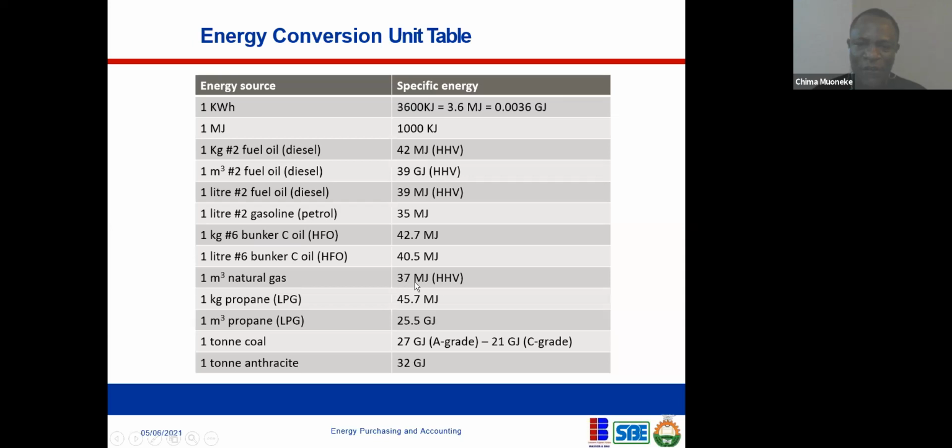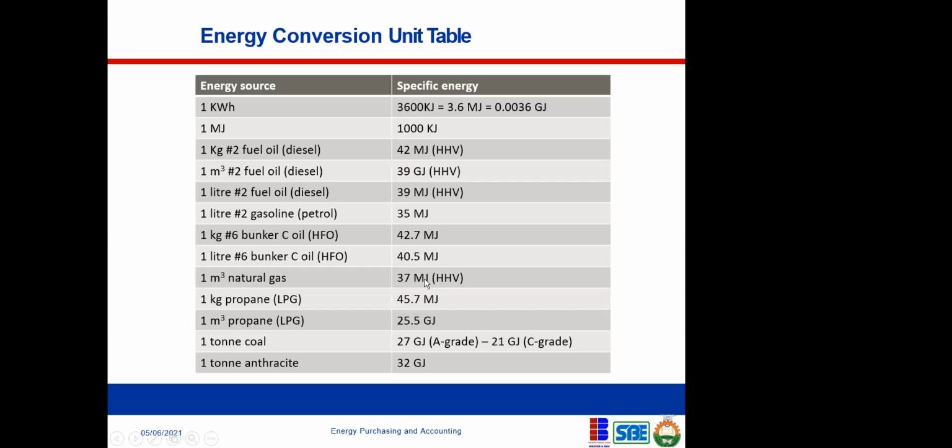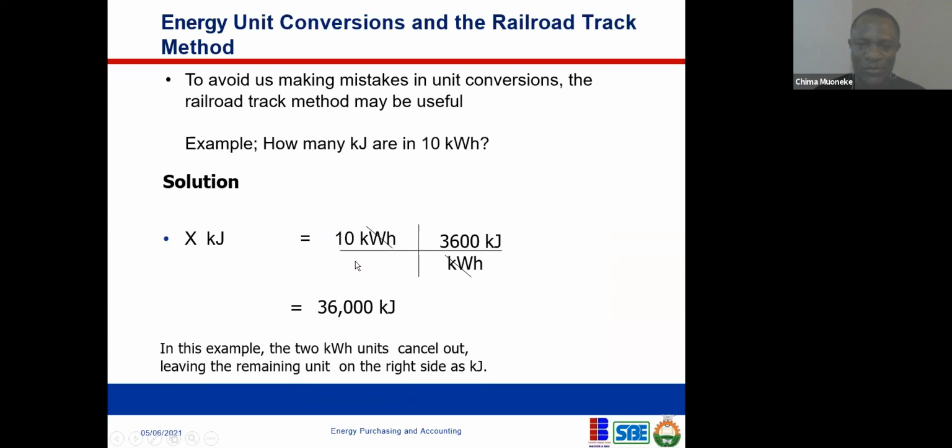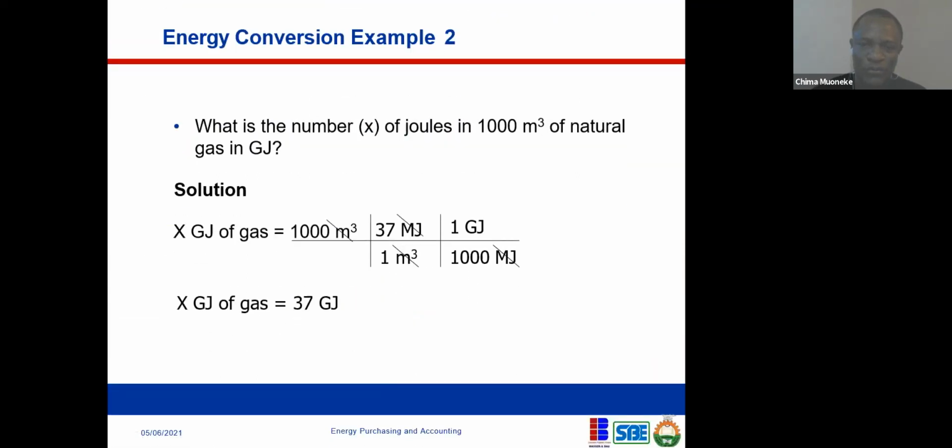Now we are given the conversion factor in megajoule. We know it is 37 megajoule. So we now take this to solve that question. Remember, I told you that you have to put the unit of the natural gas below so that I can easily cross out. Then you put the 37 up, right? So we cancel this out.